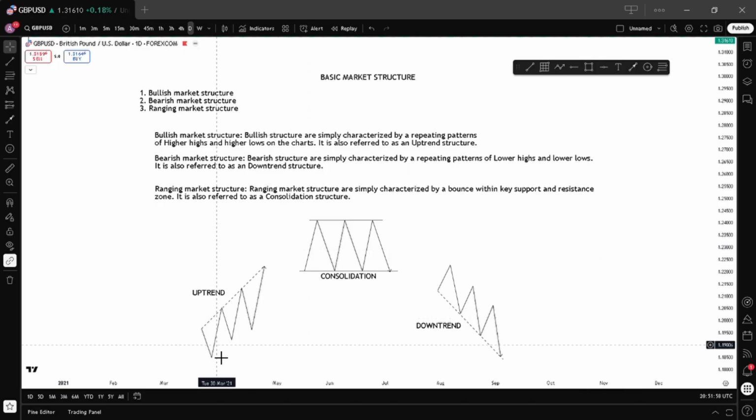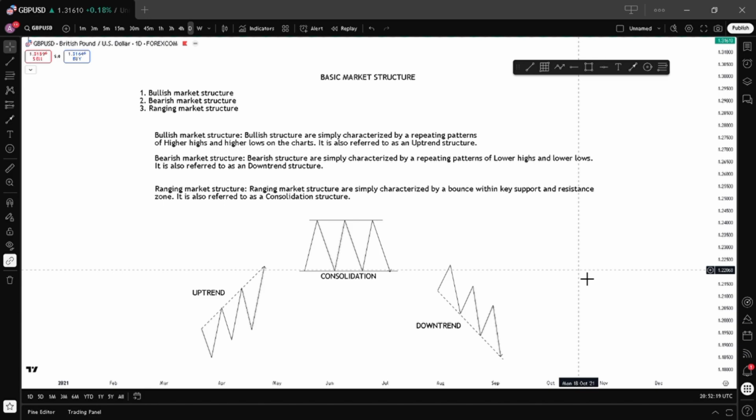So when we are in an uptrend, we basically just want to be buying, and when we are in a consolidation or in a ranging market, we just want to avoid the market or just stay away from the market at that point. Then when the market is in a downtrend, we want to be selling that market structure.